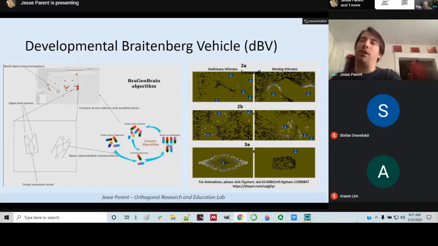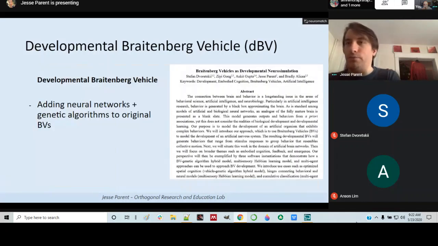So developmental Braitenberg vehicles are adding much more, let's say, complex structure to the vehicle and its cognitive capacity, and not just a simple thought experiment. How could, in an agent-based way, we create an organism with these traits from Braitenberg vehicles, enhancing them with greater ability to model that stuff, and that was a large part of what happened last year. We wrote the paper on it, Braitenberg vehicles as developmental neurosimulation. So simulating how neurological structures could develop through interactions with the environment in a very simple way, but in an important way.